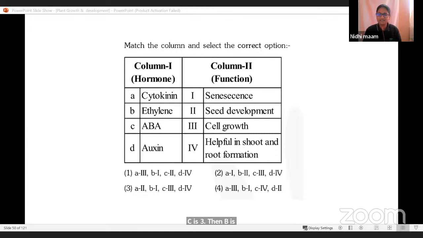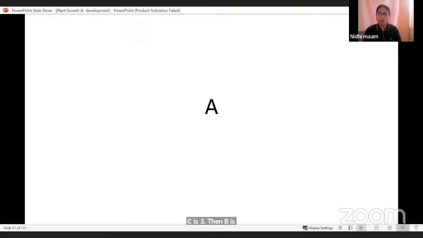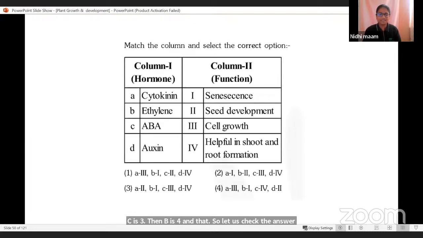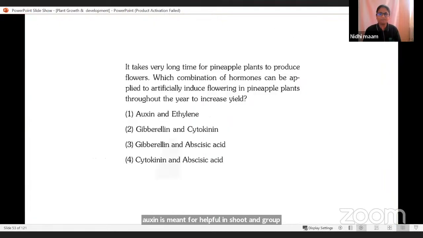So let us check the answer. Option A is the right answer. Cytokinin is used for cell growth. Ethylene is meant for senescence. ABA, abscisic acid, is meant for seed development. Then auxin is helpful in shoot and root formation.